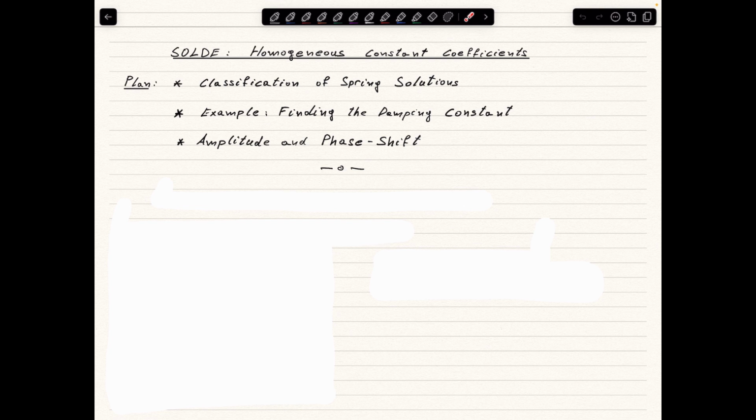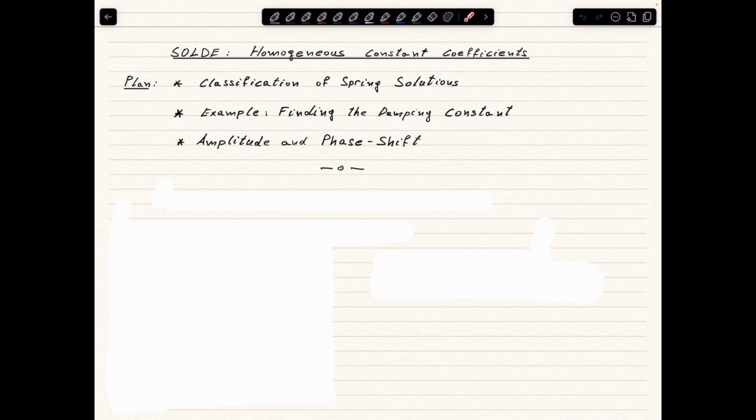In this video we go a little bit deeper in the solutions of second order linear differential equations that are homogeneous and have constant coefficients. In particular, we are going to focus on solutions that describe the movement of spring mass systems, and we are going to introduce a classification of those solutions. And we are going to see that this classification is useful in solving some problems, and we are going to see one example of that type of problems.